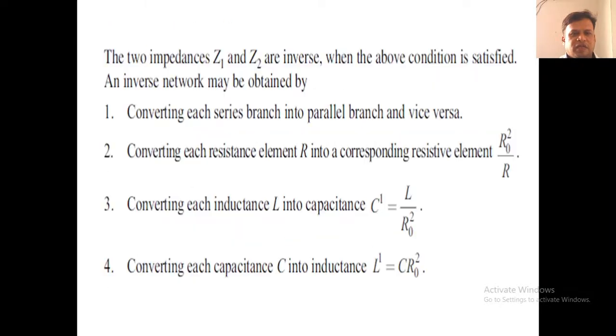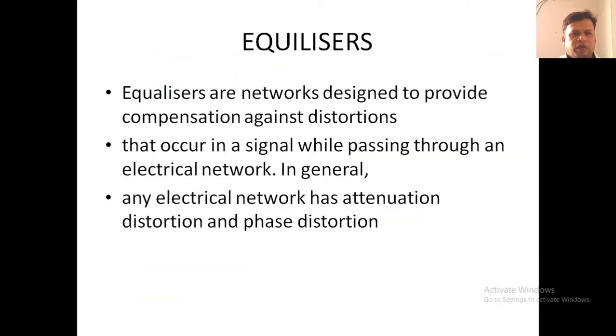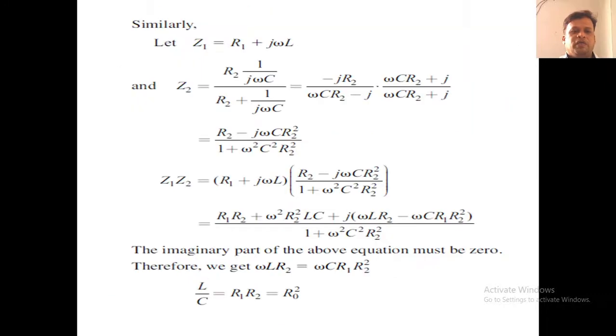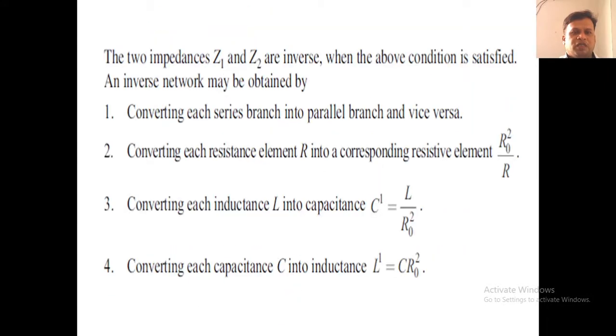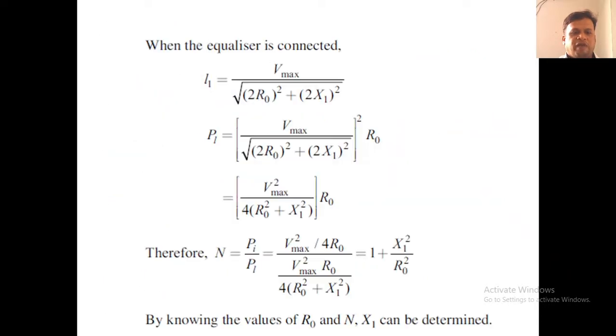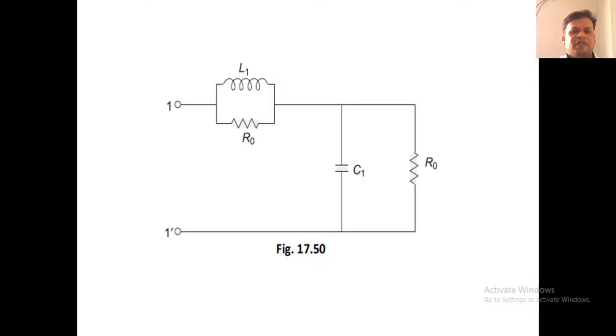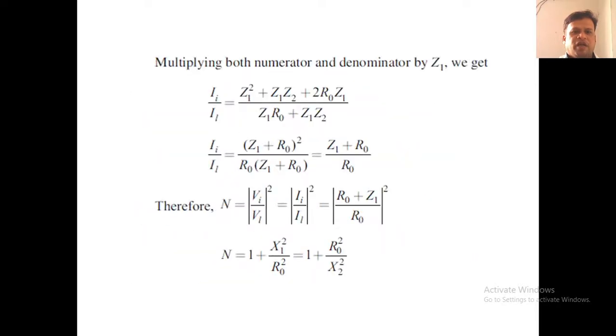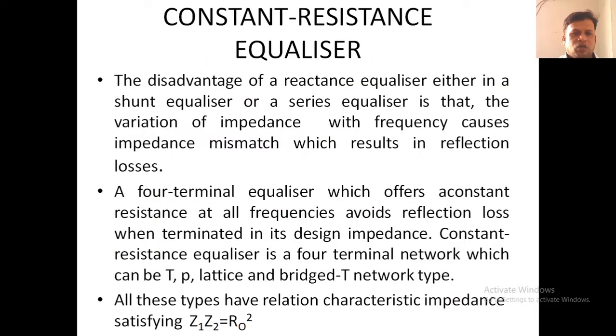Till now what we have studied is the full shunt equalizer and the full series equalizer. Equalizers are networks designed to provide compensation against distortions. The signal, while passing through an electrical network, always has some distortions. Phase distortion also will occur there. So these equalizers, in the form of circuits, use constant resistance or constant reactance equalizers, each with its own advantages and disadvantages, so that we are able to stop the distortion.